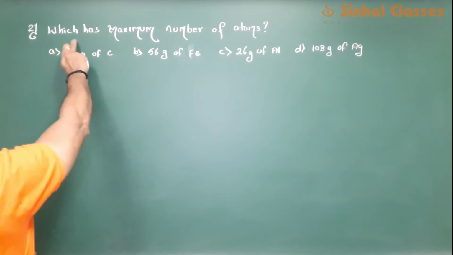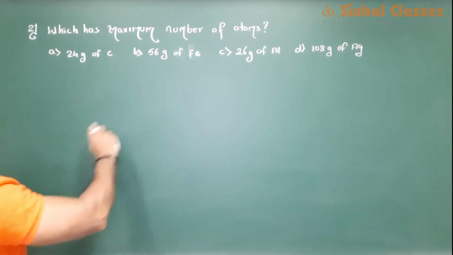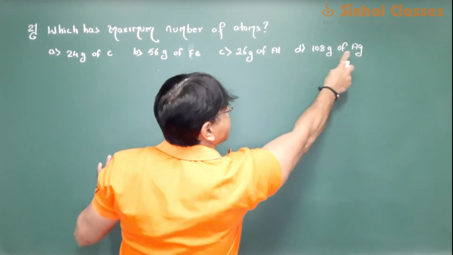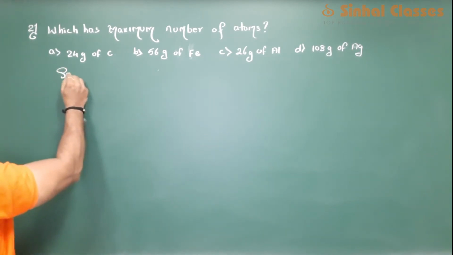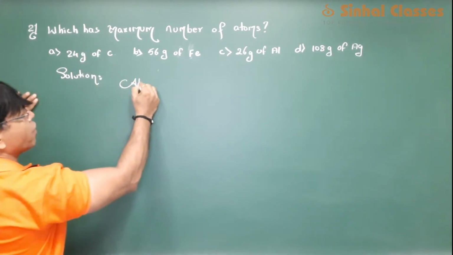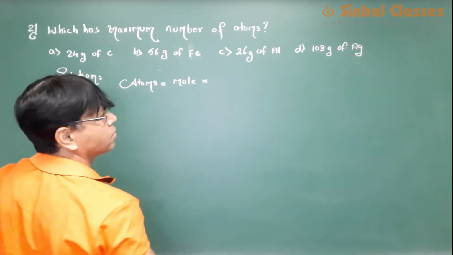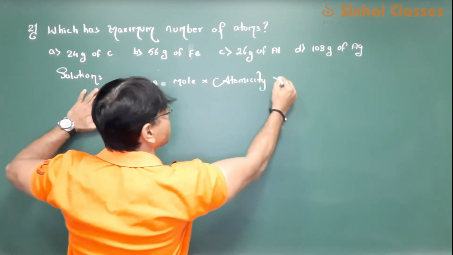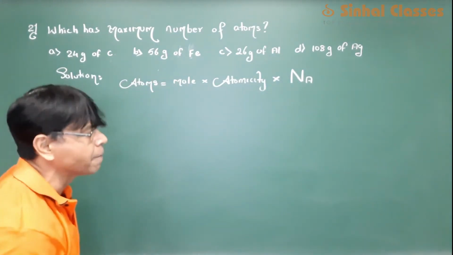The question says, which has the maximum number of atoms: 24 grams of carbon, 56 grams of iron, 26 grams of aluminium, or 108 grams of silver. Now how to solve this? It's very simple. First and foremost, we all know that the number of atoms is nothing else but mole multiplied by atomicity multiplied by Avogadro's number, given by capital N A.